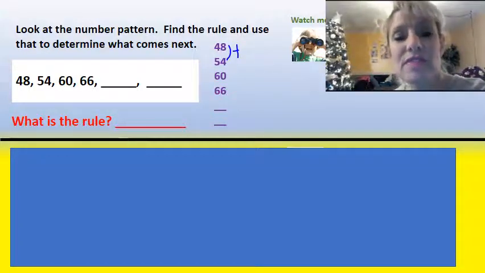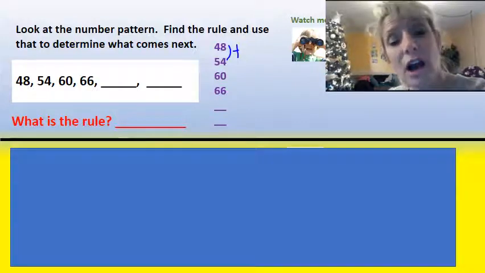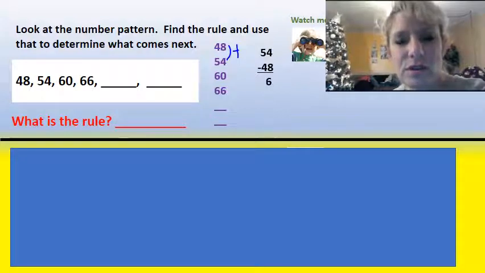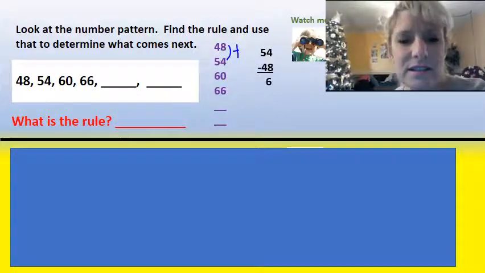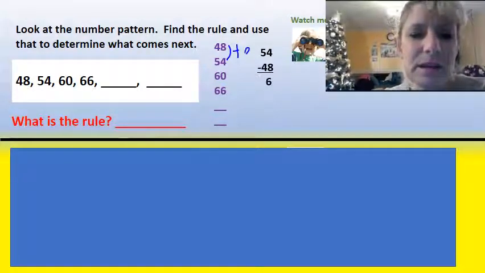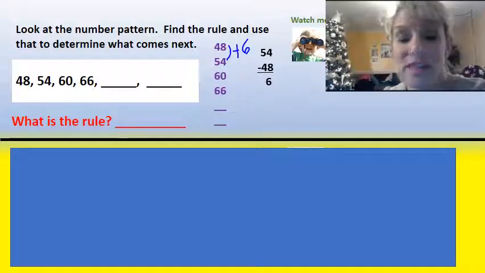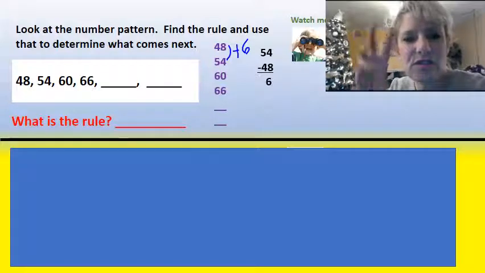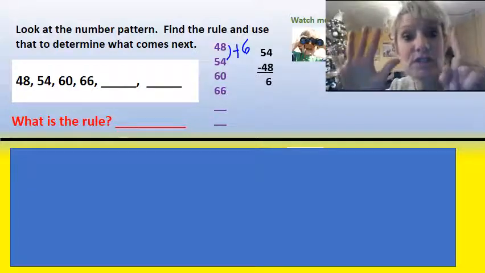So then I remember that the inverse operation, or the opposite of adding, is subtracting. So I'm going to go ahead and subtract these two numbers and I find out that I got a 6. So I think that I'm going to be able to add 6 in order to get that number, but I want to check it. 48, 49, 50, 51, 52, 53, 54.